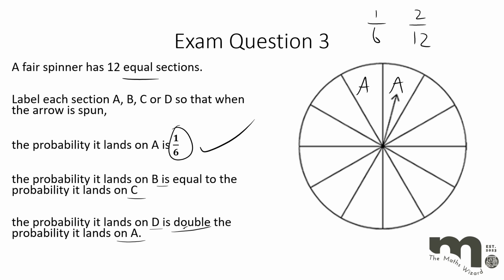Now B and C we can't quite do yet because we've got these 10 sections, but we've got to actually deal with this D. Now we know that D is double A, so we can write down the 4 there, on 4 of them there, the D, and then we've got 1, 2, 3, 4, 5, 6 left, and because we know B and C are equal, we can write B on 3 of them, and C on the other 3.